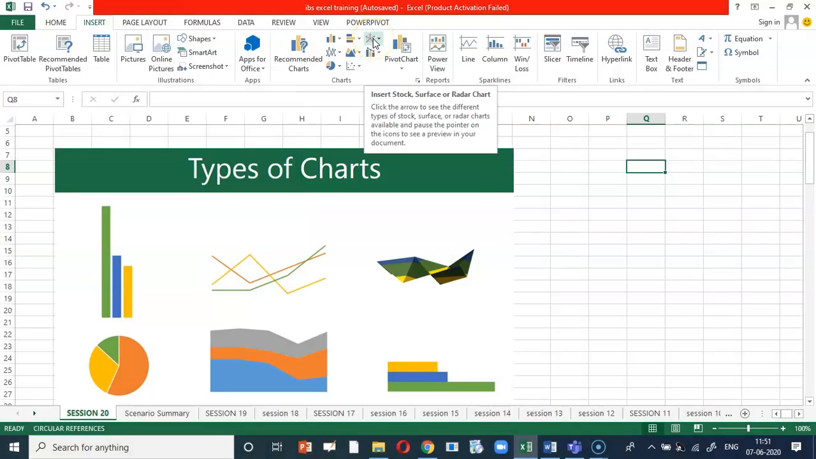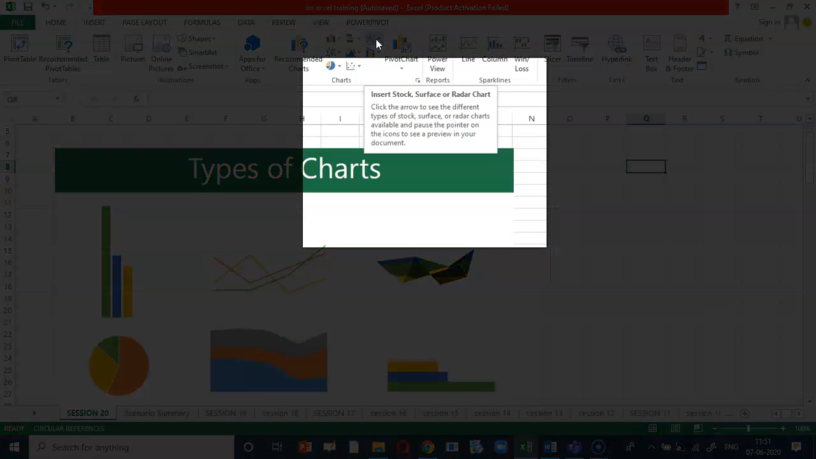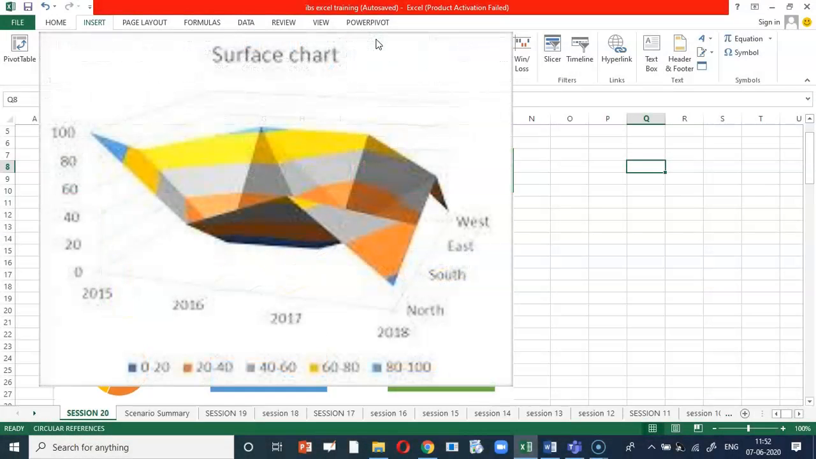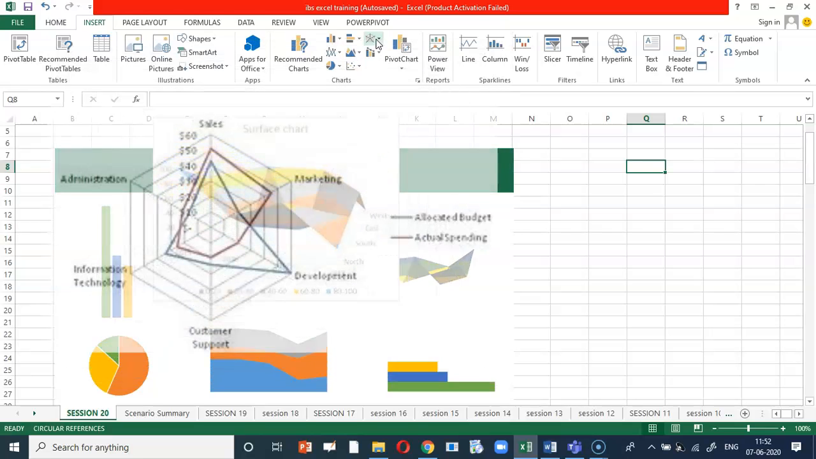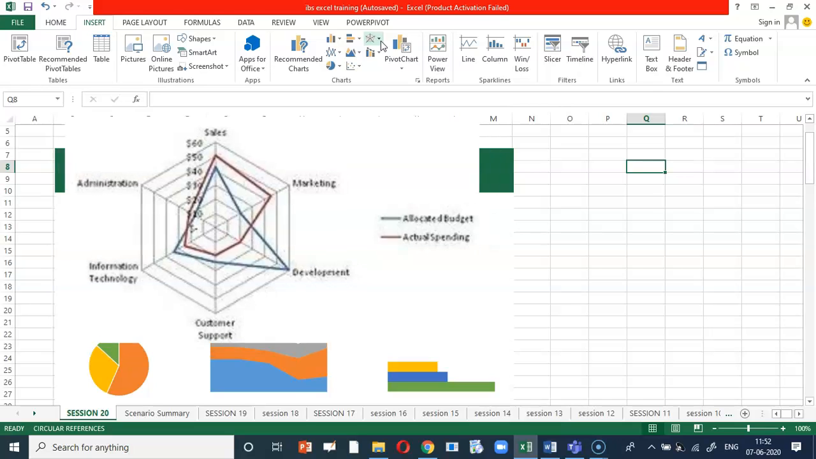We have next one, stock, surface or radar chart. Traditionally used to display the high, low or closing price of stock, one uses the stock chart. Surface chart is a chart to represent data across a 3D landscape, and radar chart is used to display data from multiple variables in relation to each other using a radar platform.